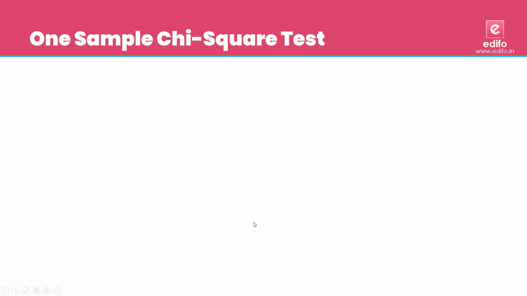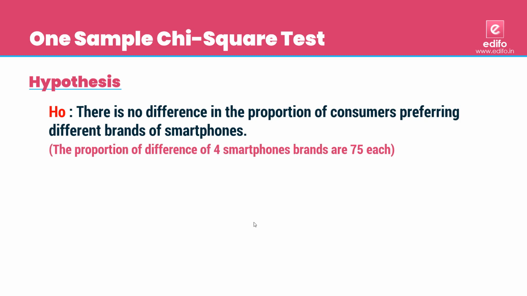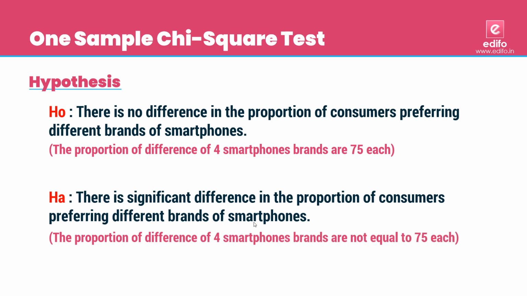So before that, we are going through the hypothesis, the null and alternative. The null is there is no difference in the proportion of consumers preferring different brands of smartphones. That means the proportion of the 4 smartphone brands are 75 each. That is the expected, supported by the null hypothesis. That is 75, 75, 75, 75. Now, the alternative. There is significant difference in the proportion of consumers preferring different brands of smartphones. That means the proportion of the 4 smartphone brands are different, or not equal to 75 each.